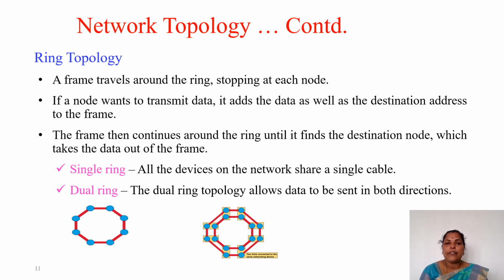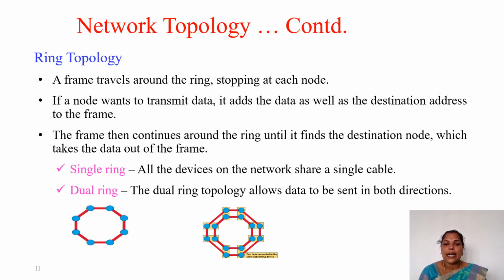So here the frame then continues around the ring until it finds the destination node, which takes the data out of the frame. And here also we have two categories. One is the single ring. All the devices on the network share a single cable. See, here only a single cable is shared between all the nodes in the ring.